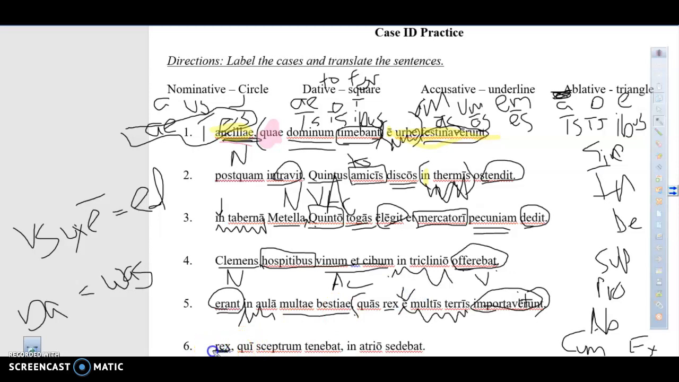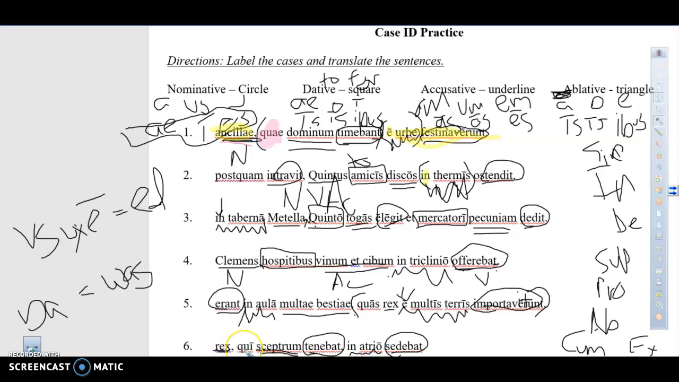Rex is your main subject. Tenebat is a verb. It ends in a T, your subject's he. Sedebat is a verb. It ends in a T, your subject's he. Sceptrum is accusative. So when you translate it, your main sentence is the king was sitting in the atrium. That is ablative. Thank you, I forgot to mark it. There's a squiggly underline.